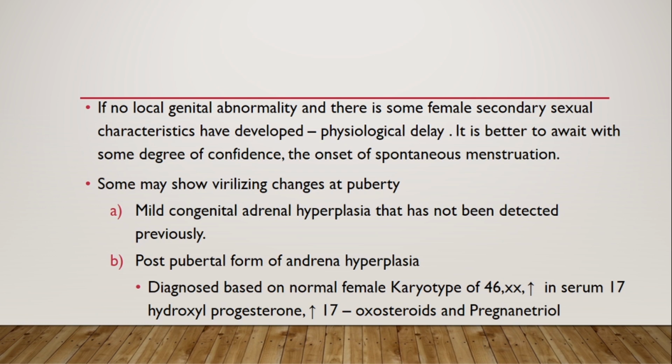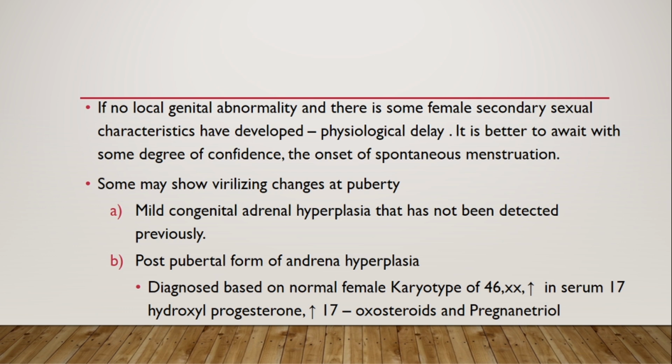If there is no vaginal problem, no vaginal atresia, no vaginal septum, no imperforate hymen, and the uterus is present, this is more likely to be a physiological delay, particularly if there is some development of female secondary sexual characteristics. In this type of case, it is better to wait with some confidence that spontaneous menstruation may occur.